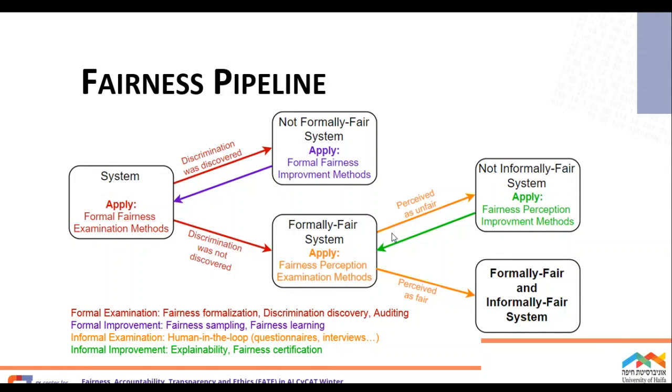Once you have a system, first you need to check and ensure that it is formally fair. If not, you fix it. Once it is formally fair, then you check if it is perceived to be fair, and if not, then you apply informal fairness improvement methods until you get it to be formally fair and informally fair.